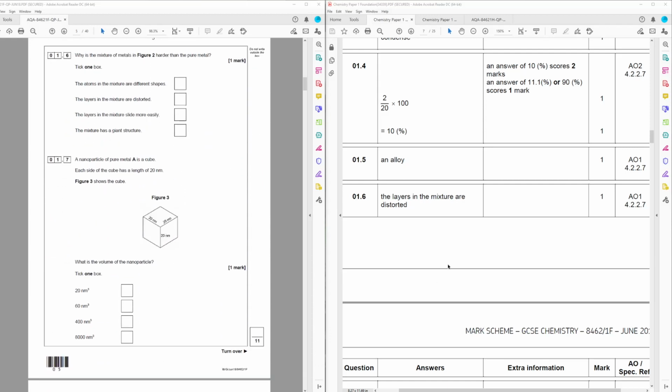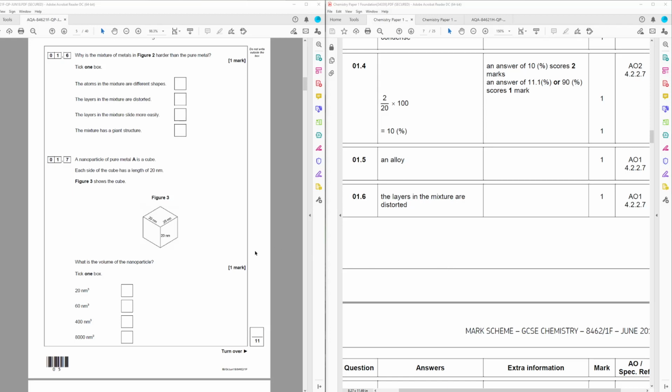1.6. When you've got that distorted layer, they're no longer able to slide over each other, which means that it's much harder and stronger. So the hardness comes because the layers are distorted by those different sized atoms.